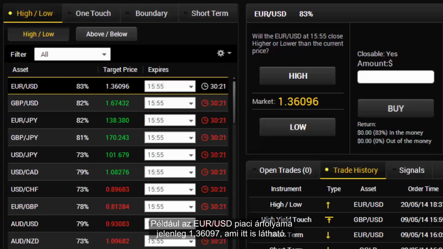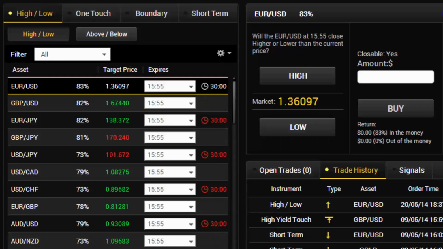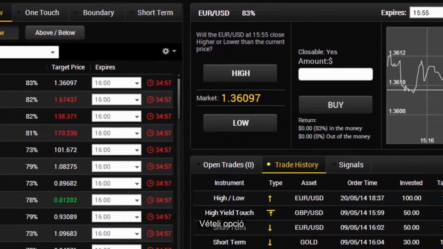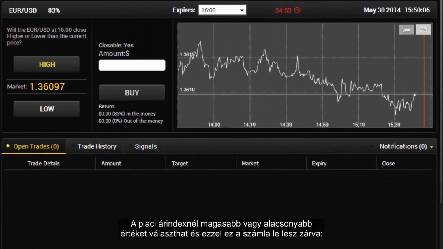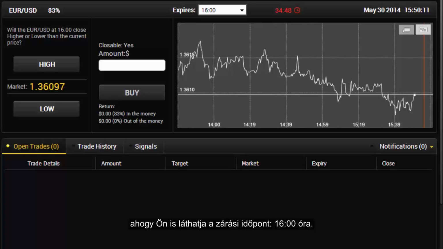For example, the market price at the moment for euro against US dollar is 1.36097, which is shown here. Buying option. You can either choose higher or lower of the market price index and the account will be closed. As you can see, the closing time here is 1600.